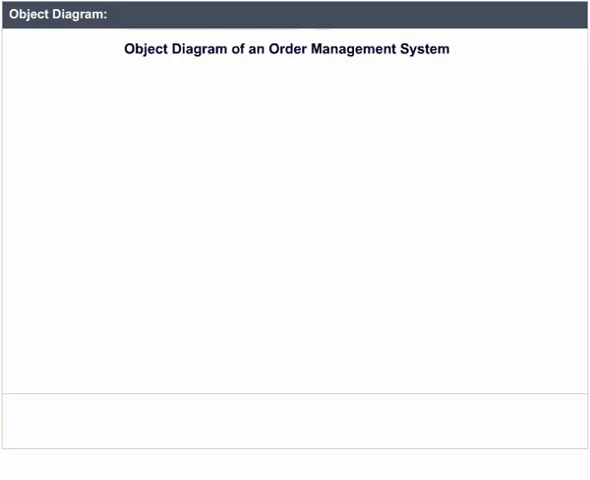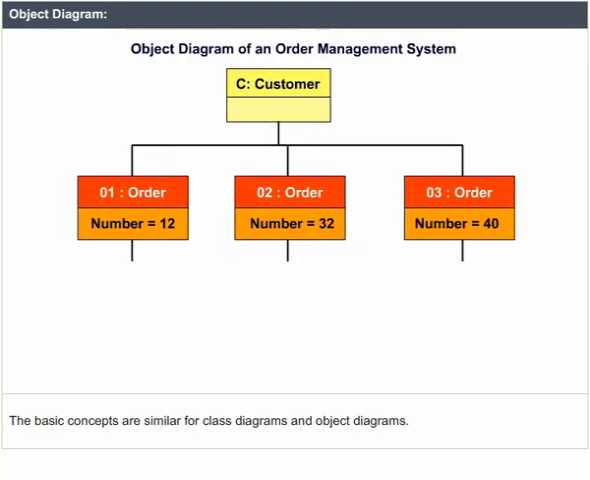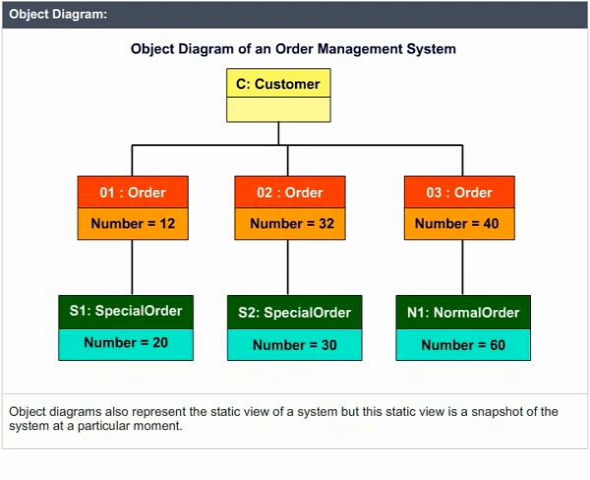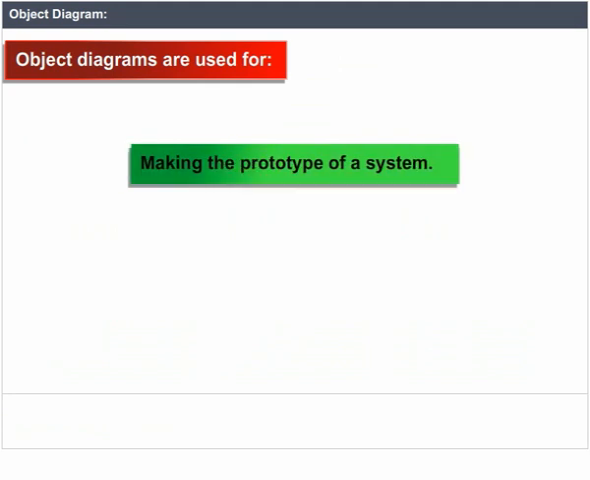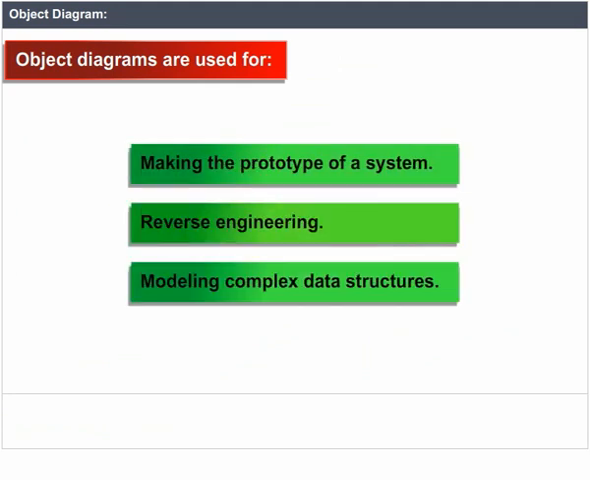Object diagram. Object diagrams represent an instance of a class diagram. The basic concepts are similar for class diagrams and object diagrams. Object diagrams also represent the static view of a system, but this static view is a snapshot of the system at a particular moment. Object diagrams are used for making the prototype of a system, reverse engineering, modeling complex data structures, and understanding the system from a practical perspective.